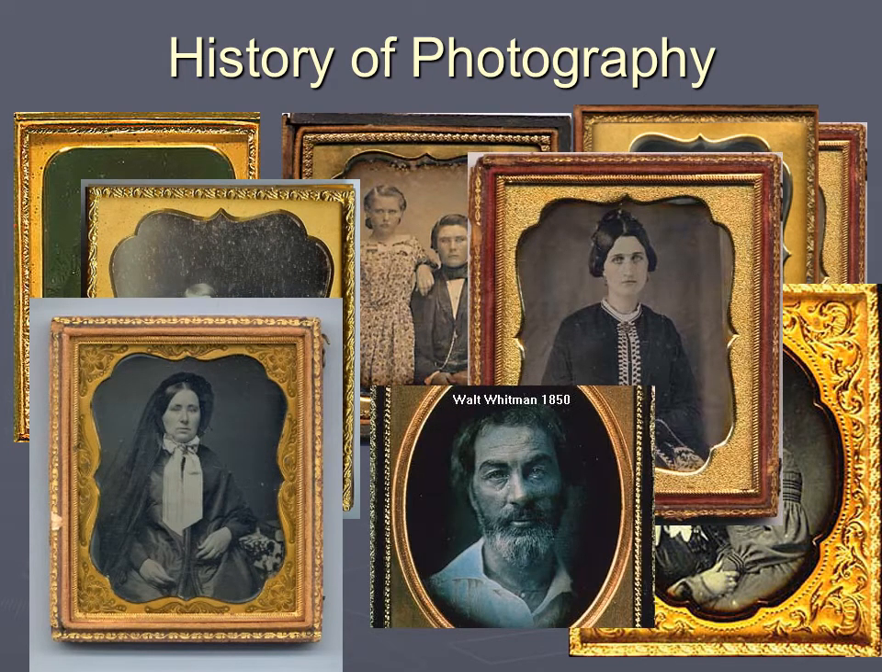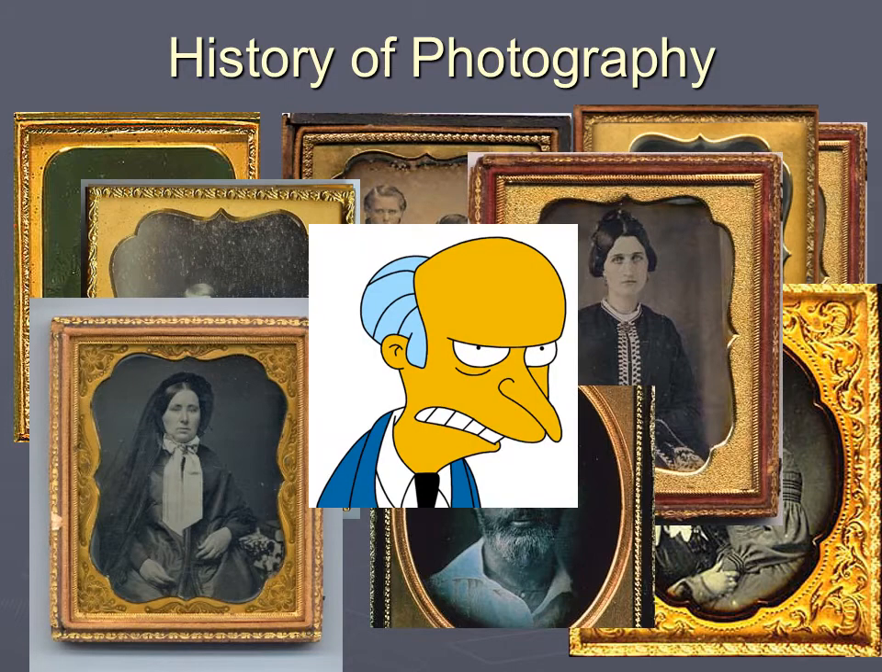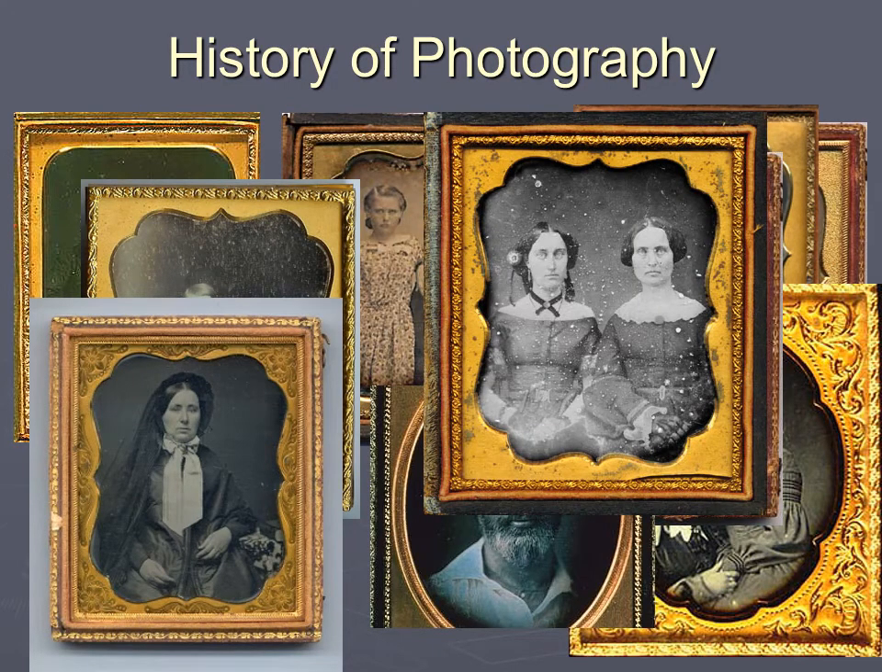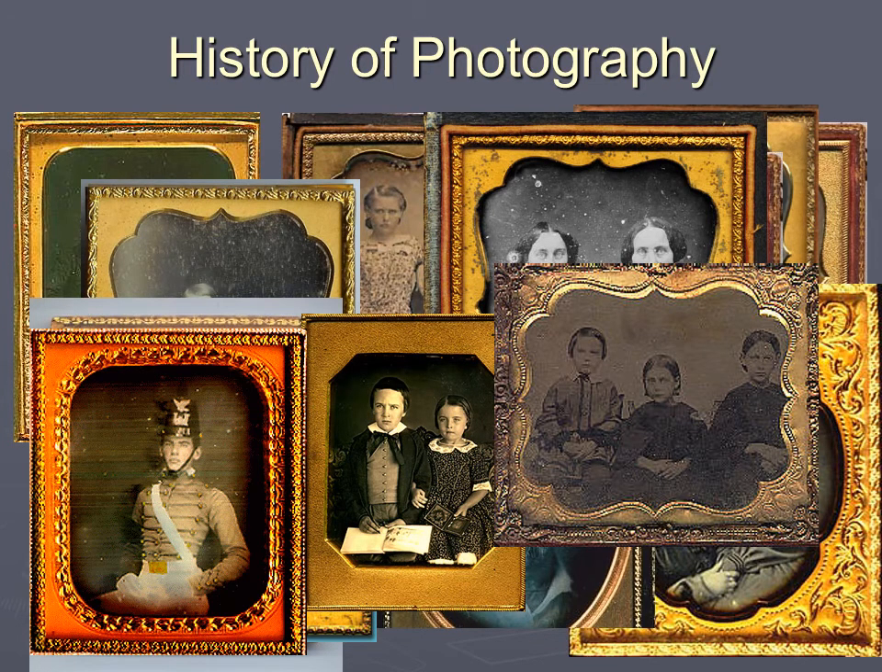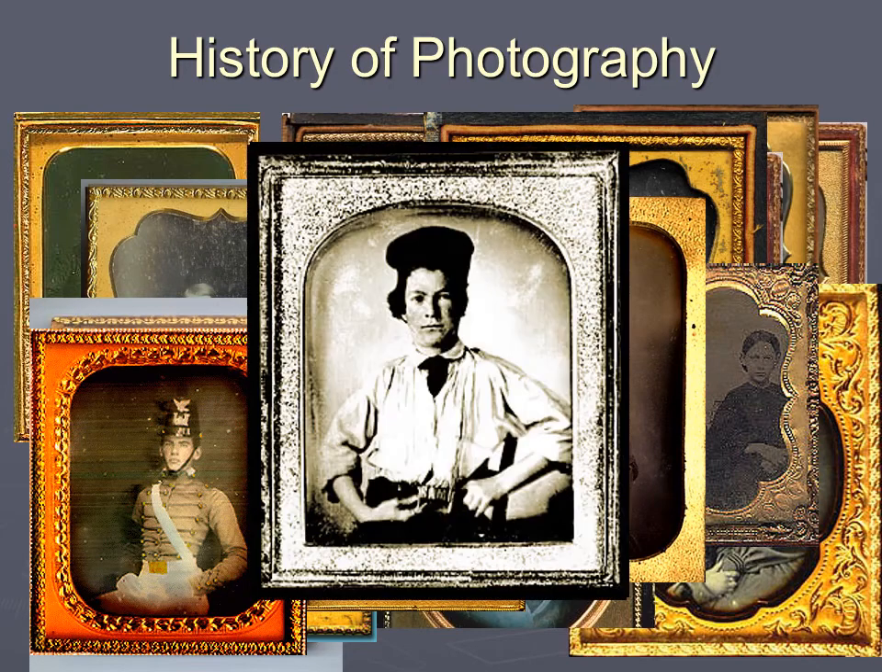Here's Walt Whitman circa 1850, the poet. So here's a daguerreotype of Samuel Clemens, Mark Twain, author of Huckleberry Finn and The Adventures of Tom Sawyer. He was an apprentice to his brother in the print shop, and he knew that when his daguerreotype came up, it would look like this, and it would say Sam in front of him.